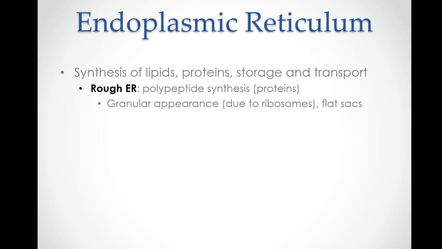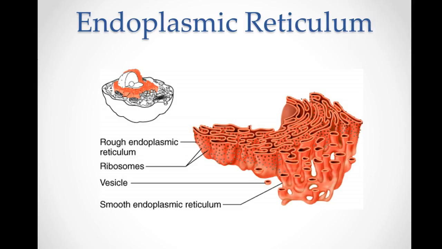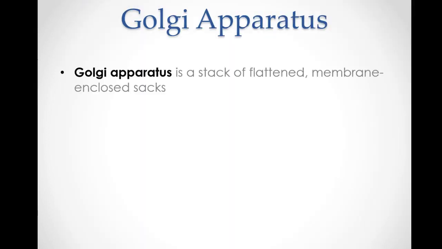So ER comes in two types, rough and smooth. Rough is rough because it has a bunch of ribosomes on it. Smooth is smooth because it doesn't have any ribosomes on it. Rough ER tends to be flattened and sac-like. Smooth ER tends to be more tubular in structure. So we make different things. Rough ER makes proteins. Smooth ER makes phospholipids and steroids and fatty acids and all the lipids you need. So here's your endomembrane system again. Here's the rough ER. Here's the smooth ER. So rough ER makes proteins. Smooth ER makes lipids.